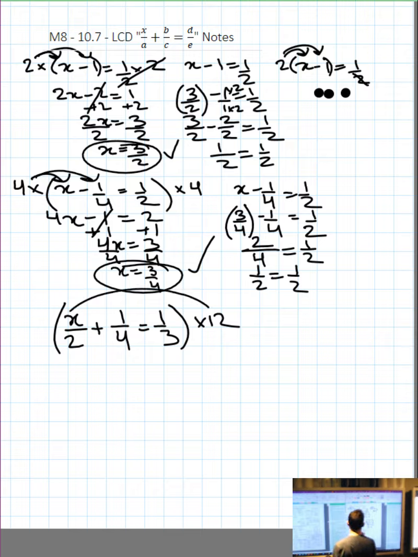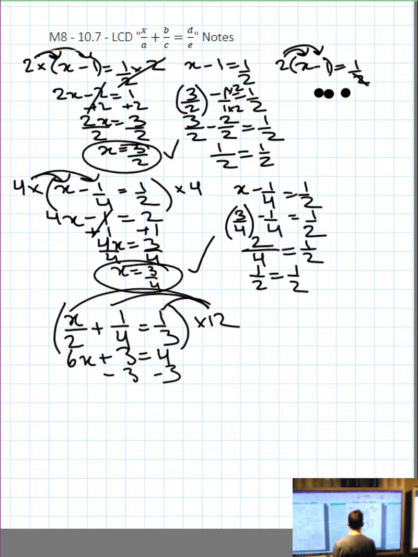Then I'm going to distribute the 12 into all things. I'm going to times the x over 2 by 12. I'm going to times the x by 12, and we get 12x divided by 2, or think 12 divided by 2 is 6. So we just have 6x either way. 12 times x is 12x, divided by 2 is 6. Or 12 divided by 2 is 6, times x is 6x. A quarter times 12 is 3. A third times 12 is 4.